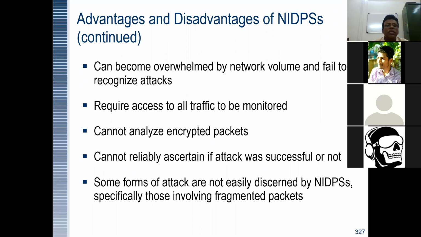Similarly, regarding the network intrusion detection and prevention system disadvantages, further continuation: it can be overwhelmed by network volume and fail to recognize attacks. Chances are there if the traffic goes above the level of the network, in a voluminous state with a vast number of procedures or protocols being governed, then it is very tough, very complex, to recognize or detect the level of attacks.